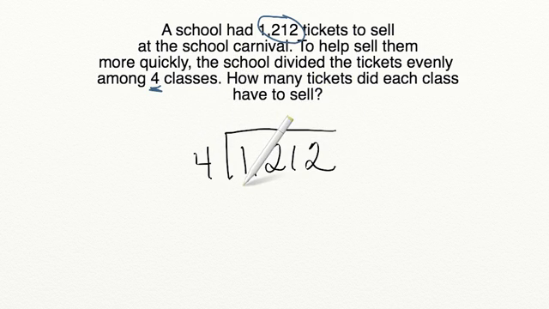Now our first step is to find out how many times 4 can go into the first digit of our dividend. But since 4 is greater than 1, we need to put a 0 as a placeholder and move over to our next place value. 4 can go into 12 3 times. 4 times 3 equals 12, and when I subtract out, that gives me 0. Now I'm ready to move to my next place value.